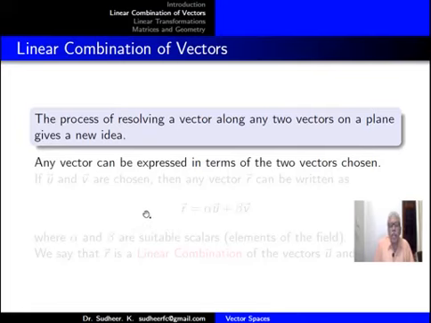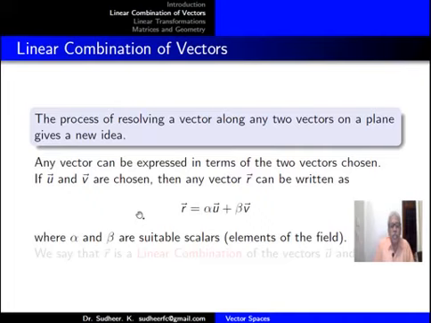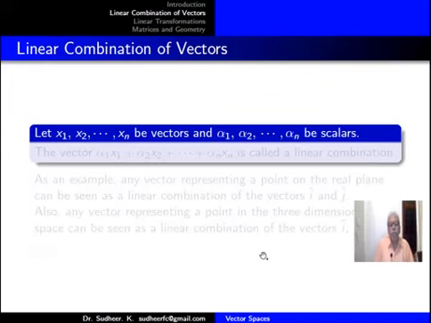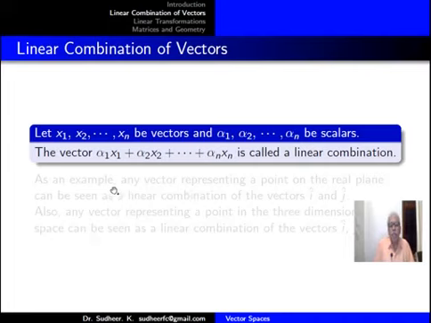A vector can be expressed in terms of the two vectors chosen. If u and v are chosen, we have already seen that a vector r can be written as r equal to alpha u plus beta v, where alpha and beta are suitable scalars or elements of the field. In this case, we say r is a linear combination of the vectors u and v. Linear combination can be defined for any number of vectors.